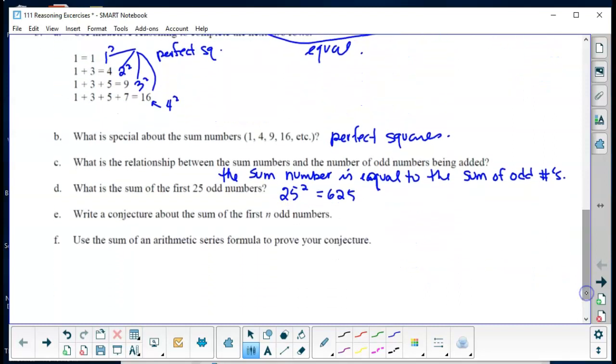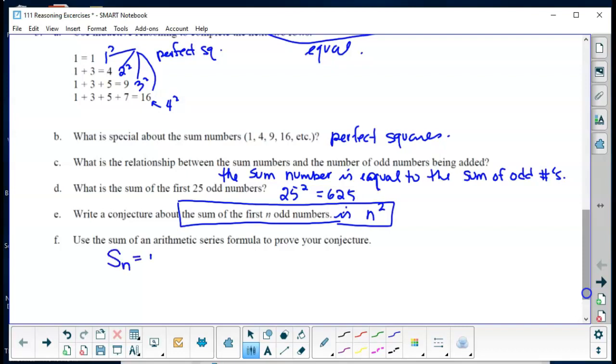Write a conjecture about the sum of the first n odd numbers. So the sum of the first n odd numbers is n squared. There's my conjecture. I kind of abbreviated it there. Use the sum of an arithmetic series formula to prove your conjecture. Now, you actually haven't done the sum of an arithmetic series yet. We will do that this semester. I'll give it to you just so you have it.